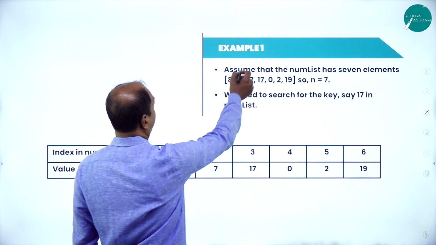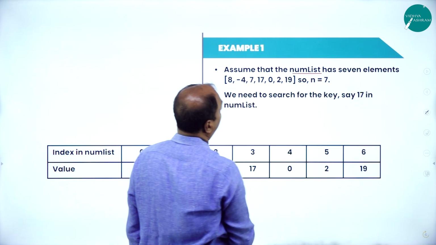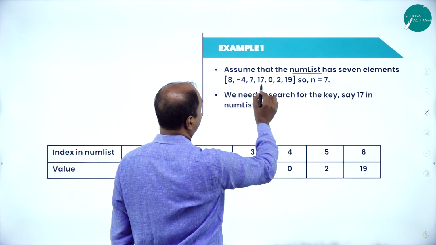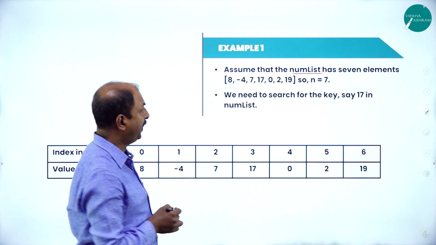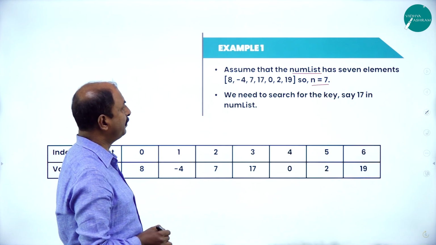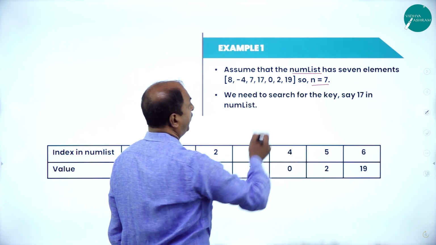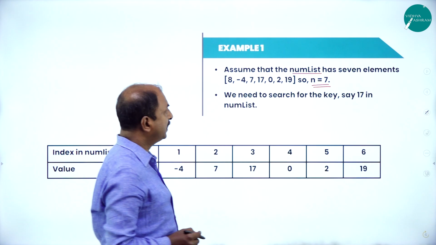Let us see example 1. Assume that the num list has the elements 8, -4, 7, 17, 0 to 19, and n is 7. What is the meaning of n here? n is the size of the list. Here there are 7 elements, so the size of the given list is 7, that is n equals 7.